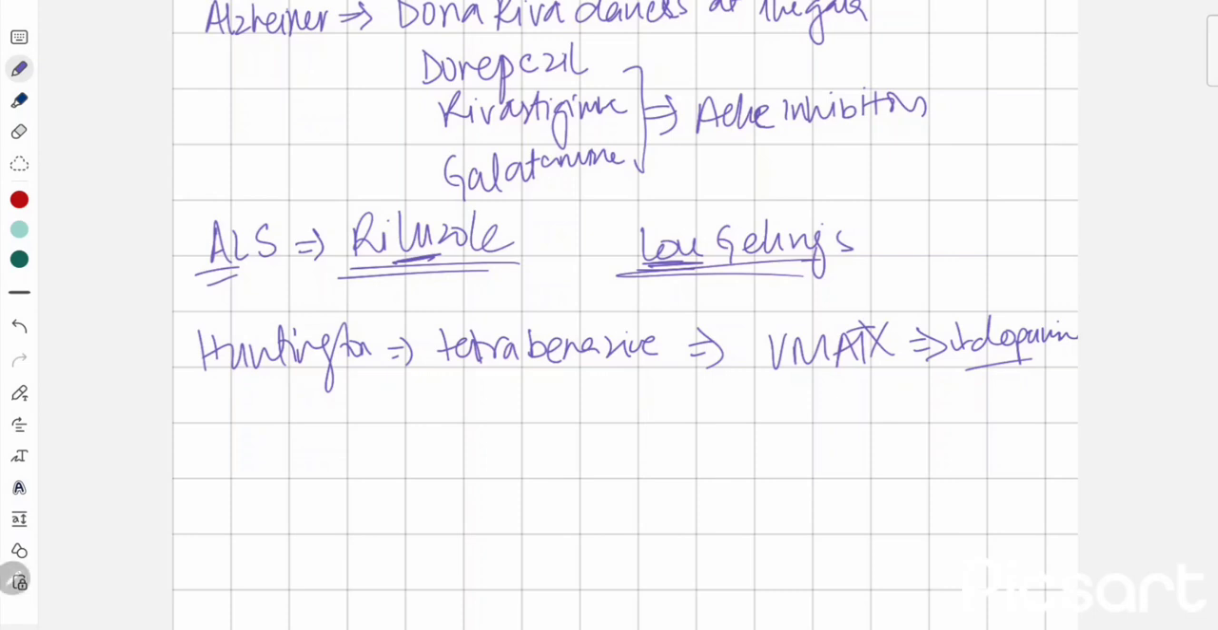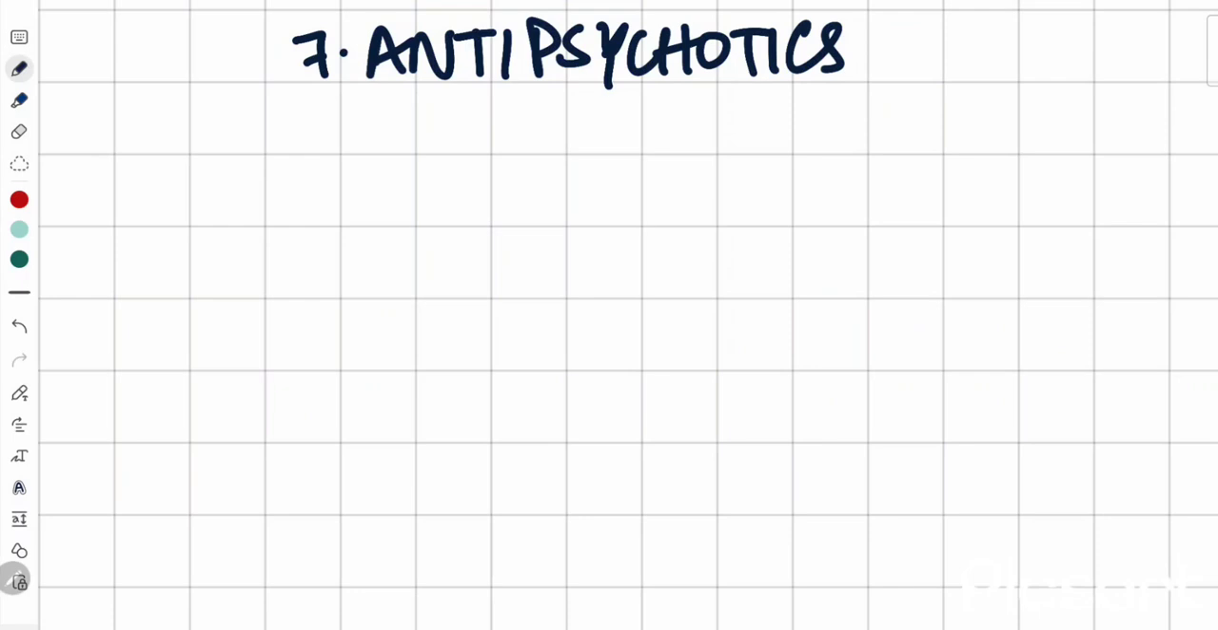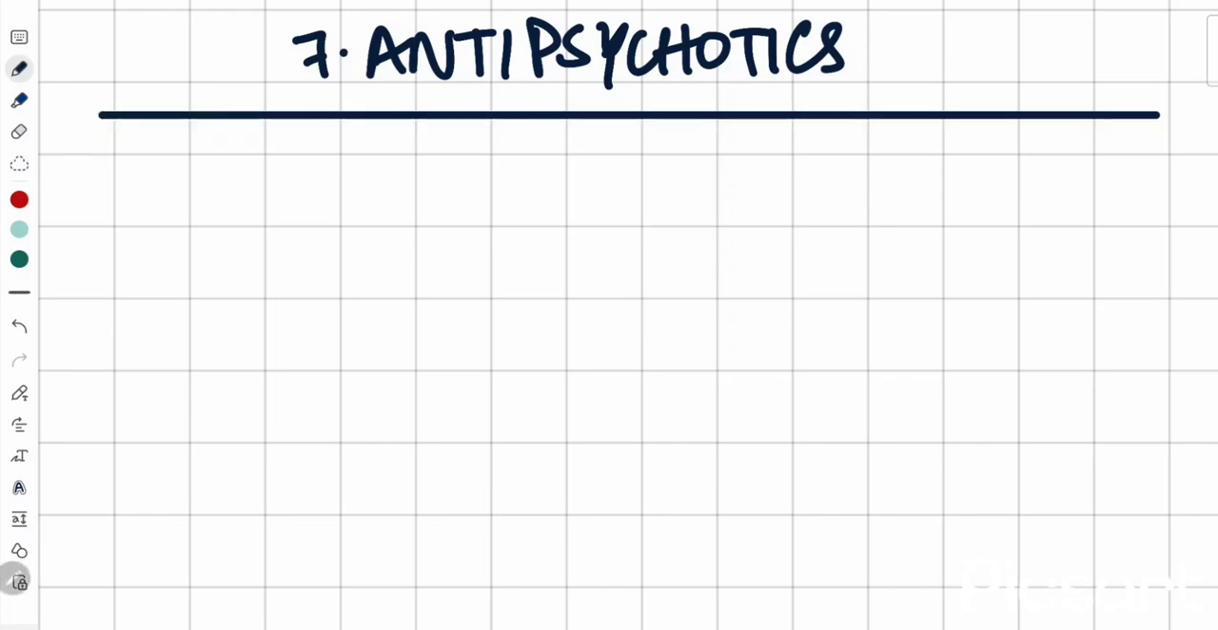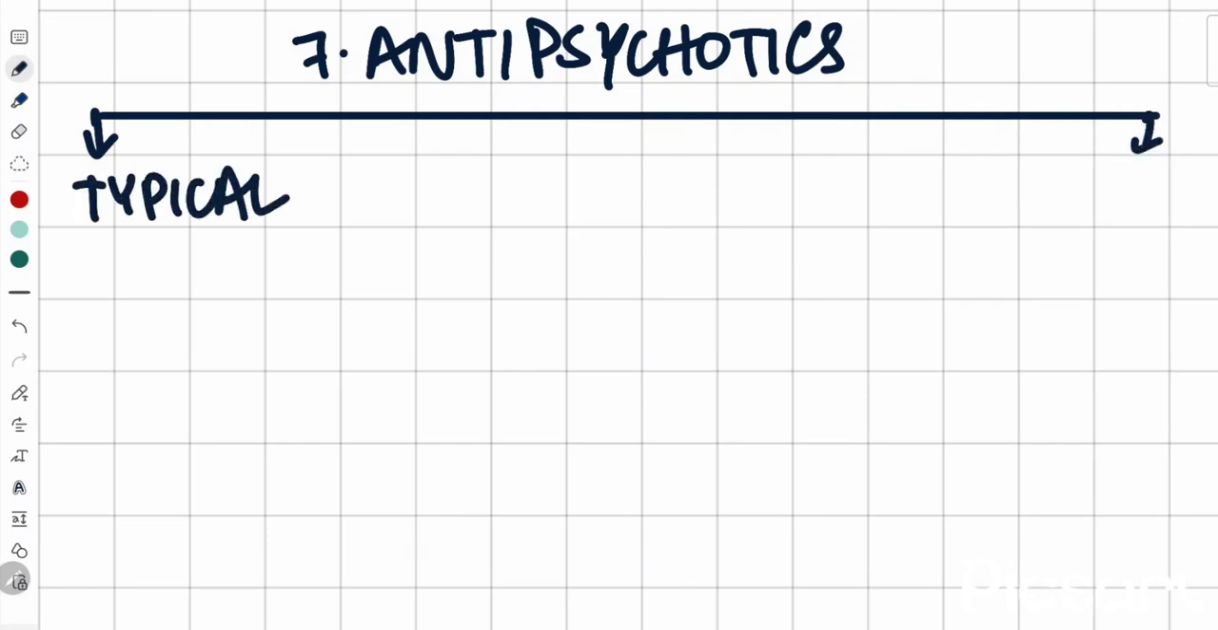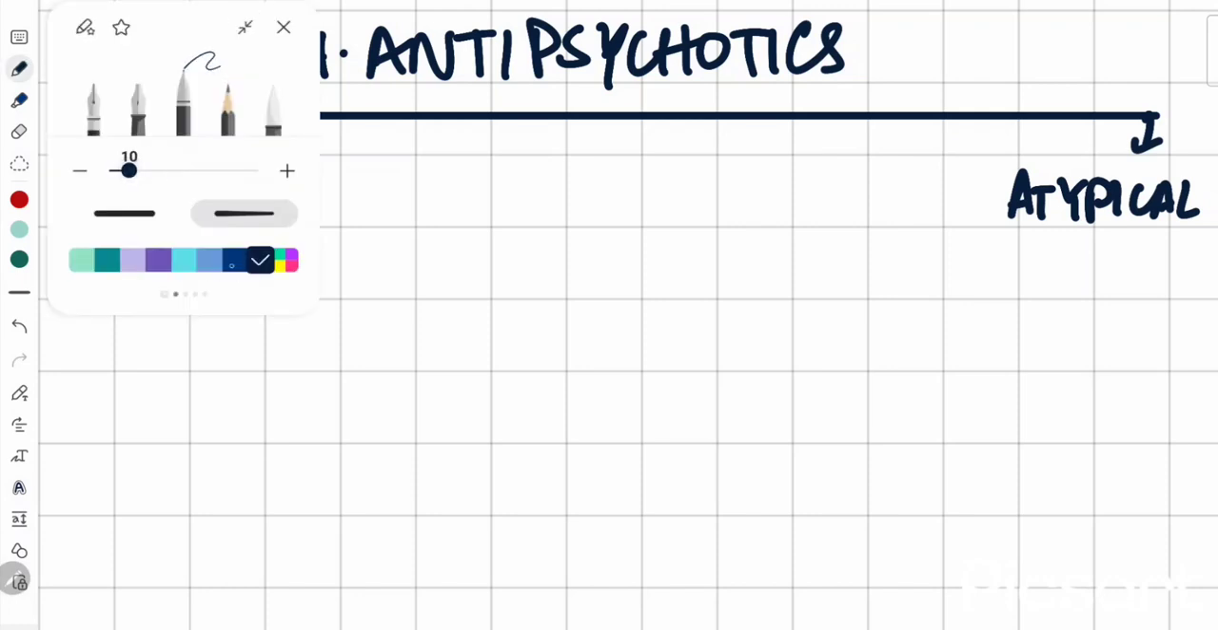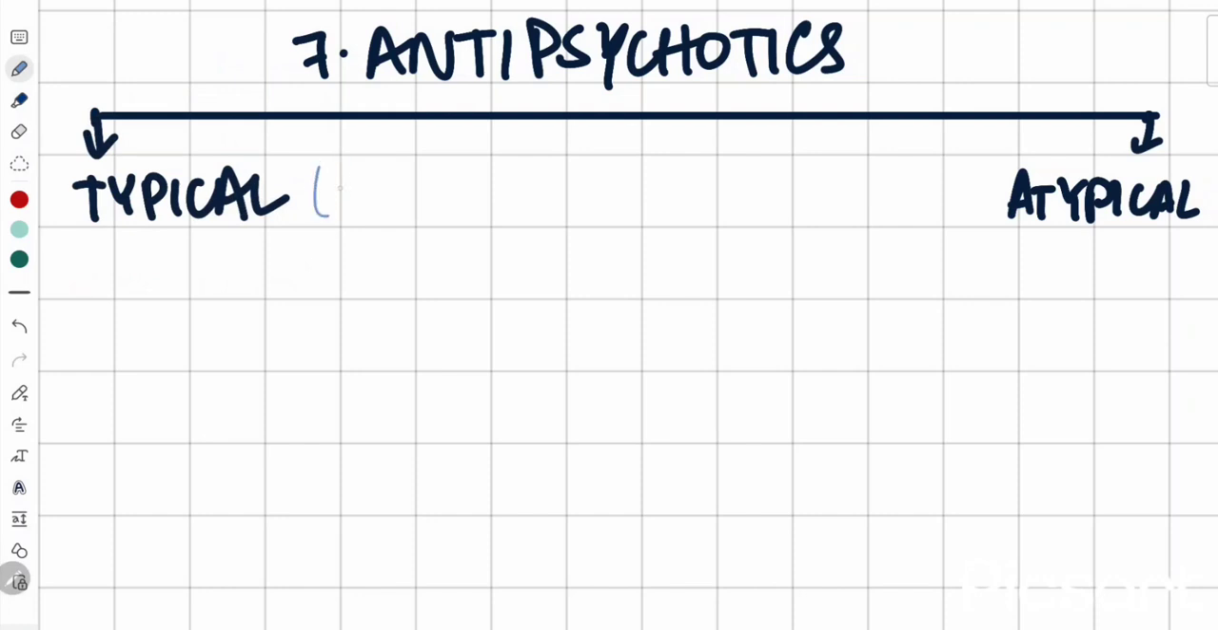And okay, that's done. Now we do antipsychotics. For antipsychotics, we have two subtypes: typical and atypical. The major difference between these two is the mechanism of action. The mechanism of action for typical is that it only blocks D2 receptors, but atypical blocks both D2 plus 5-HT2 serotonin receptors.